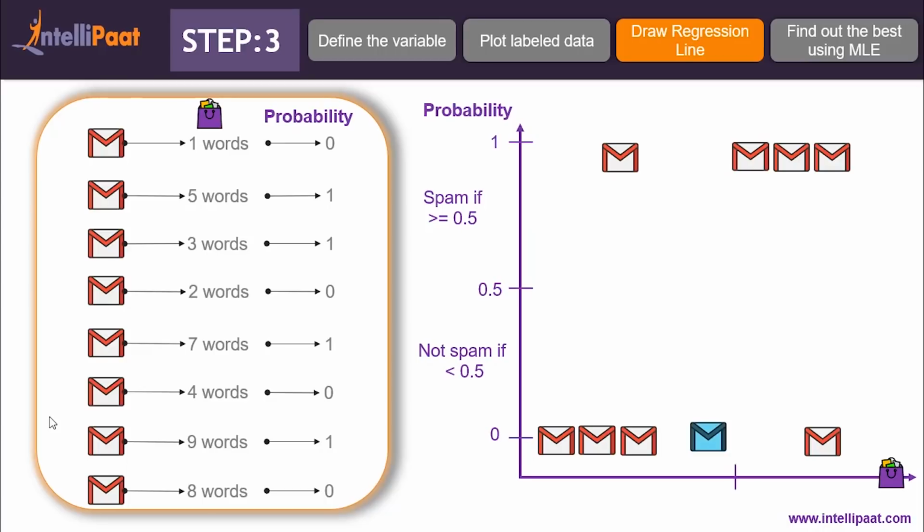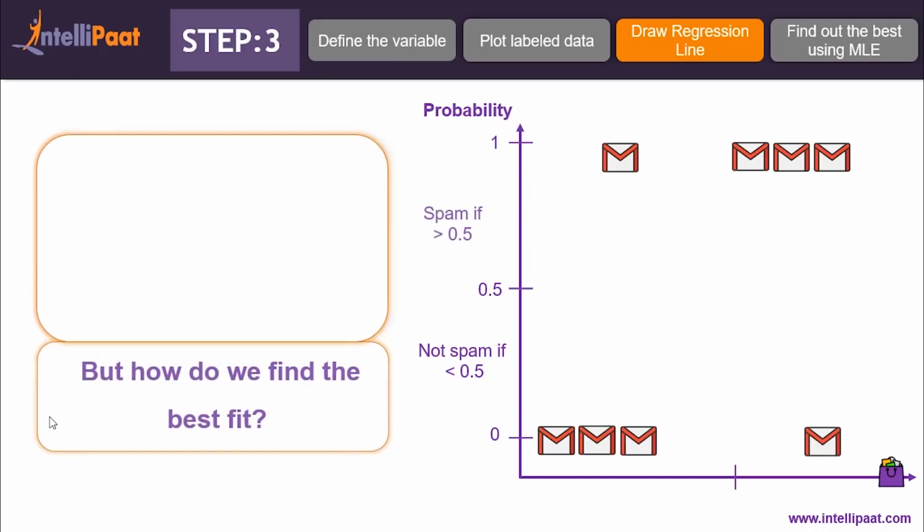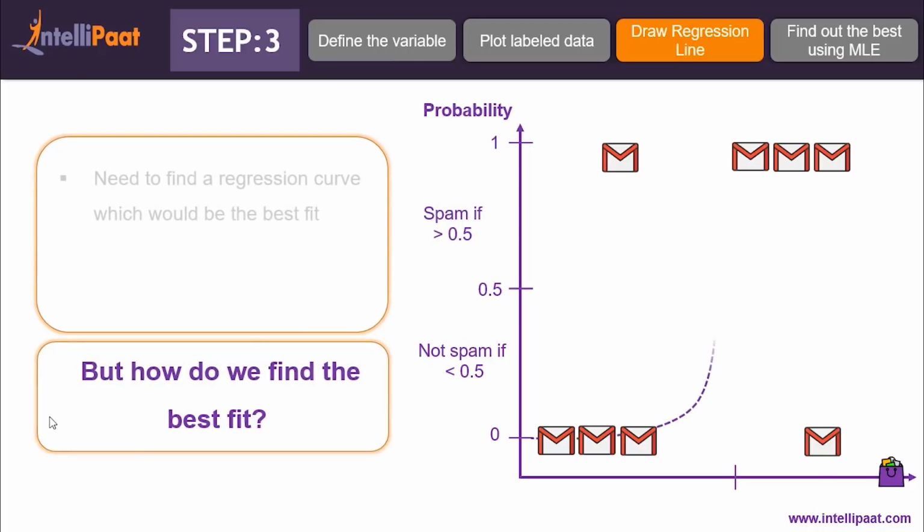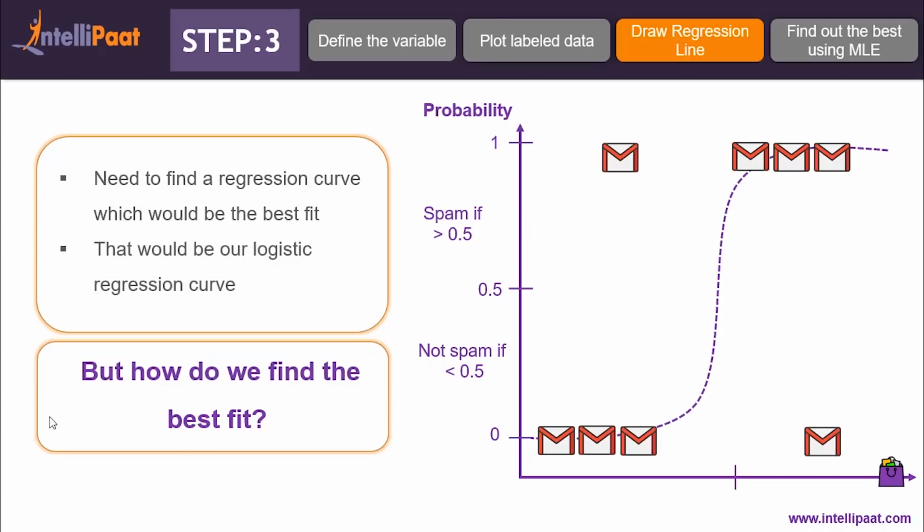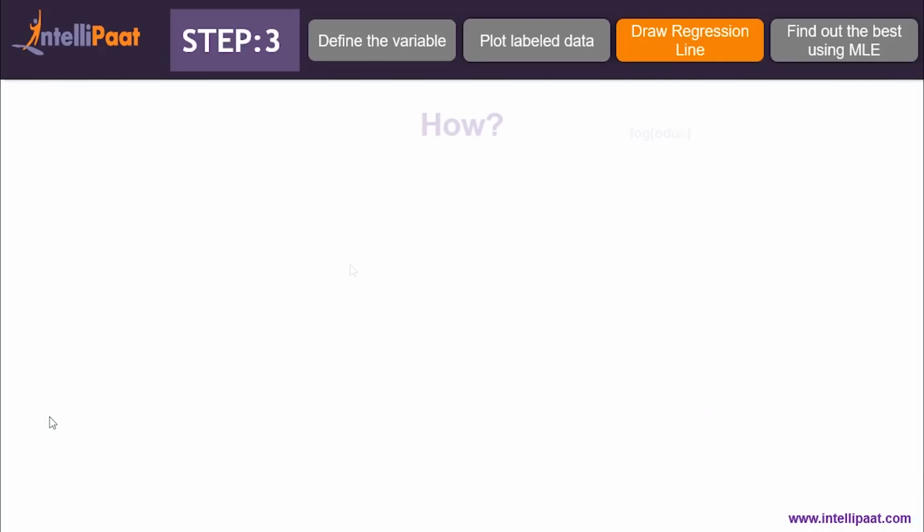Okay, now let's say we have a new mail up here. Now we need to figure out whether this mail is spam or not. But how do we do that? Well, first of all, we need to plot a regression curve which would fit the best. And that curve would be our logistic regression curve. But now the question comes, how to find out which is the best regression curve? Okay, well, this will contain 3 steps.